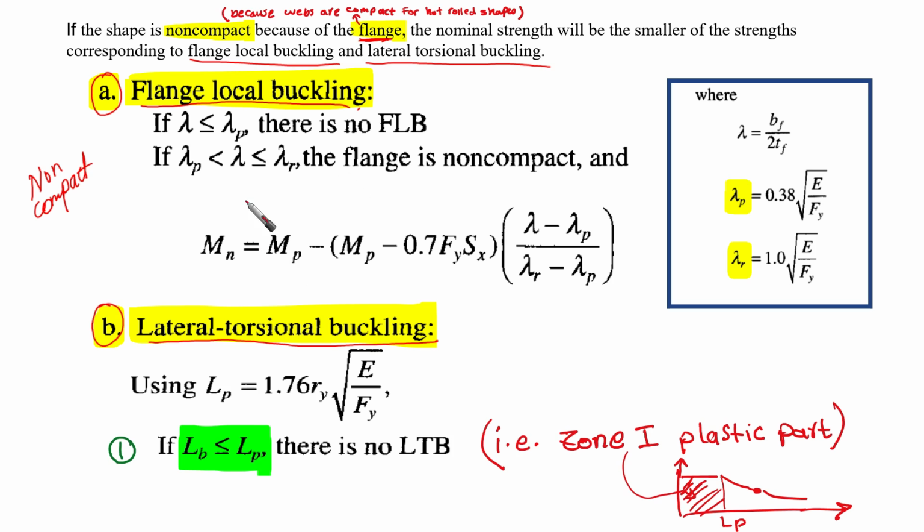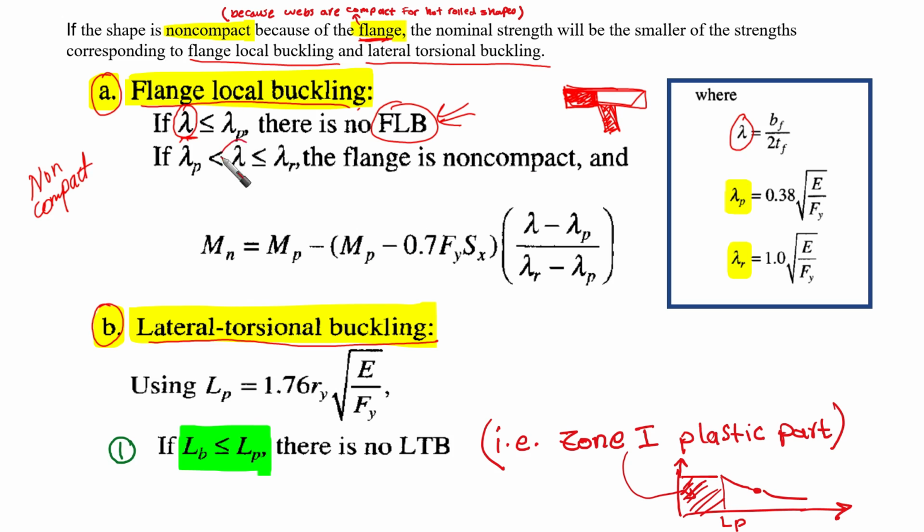In flange local buckling, if we are worried about it, we need to check lambda. Lambda equals b_f over 2t_f. If it is less than lambda_p, what is lambda_p? It is the plastic limit, which is 0.38 times the radical of E over F_y. So there is no flange local buckling in this case. Do not worry about it. The slenderness of your section is less than the limit for the flanges, which means we are on the safe side. There is no local buckling.